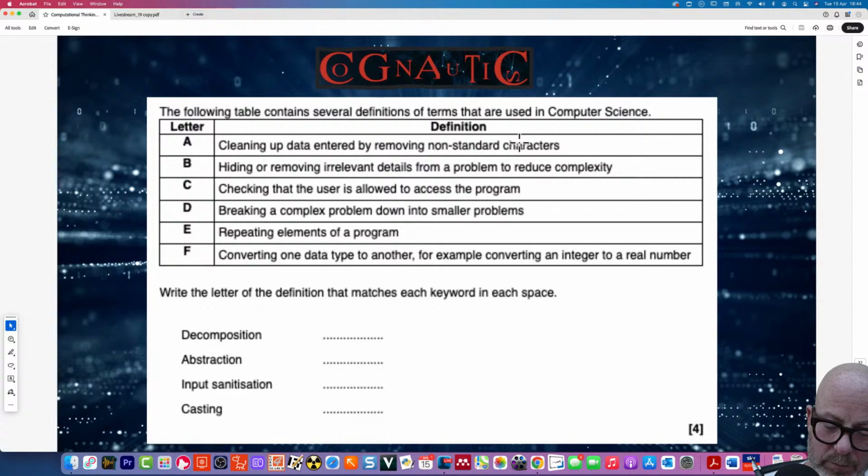Okay, so this is one of the ones from a past paper question. DBAF is the answer. So decomposition, that's breaking a complex problem down to smaller parts. We've covered that one a few minutes ago. Abstraction B is hiding or removing irrelevant details. Input sanitization A, that's cleaning up data. That one we haven't covered today, but that could well be in there. And casting is converting one data type to another, for example, an integer to a real number.